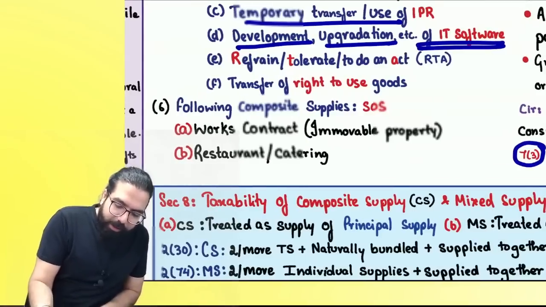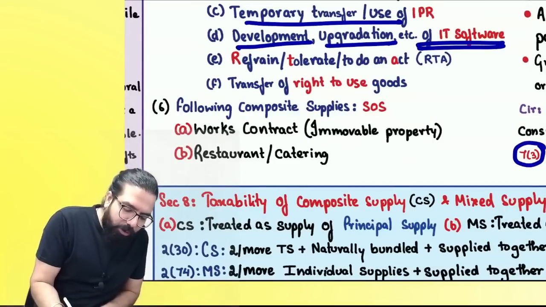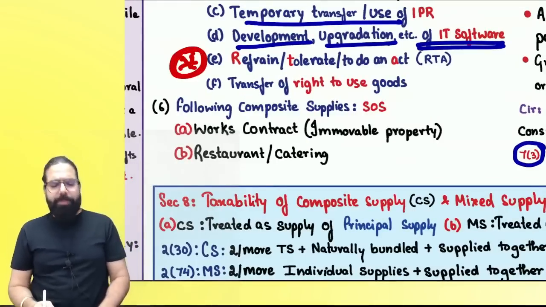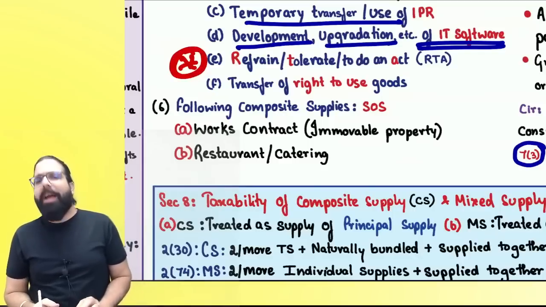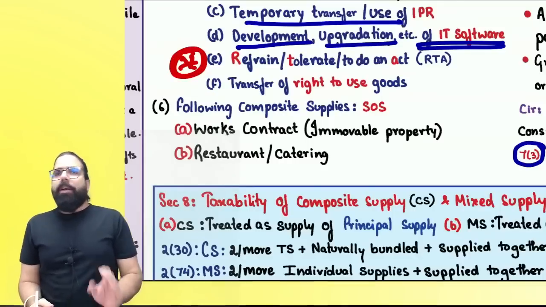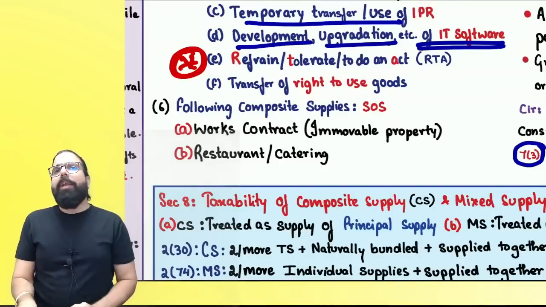The next one over here is important from your exam point of view also. There is a small circular which has come in this part, paragraph number 5E. Okay, the circular which is there. Now tell me one thing.